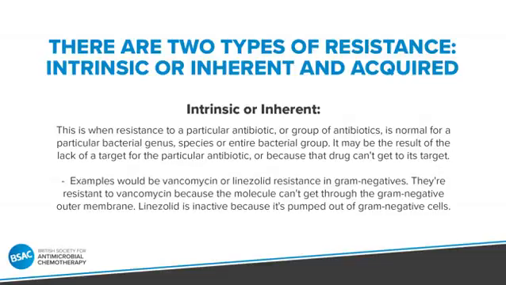This may be the result of the lack of a target for the particular antibiotic or because that drug can't get to its target. Some examples of this type of resistance are vancomycin or linezolid resistance in gram-negatives. This occurs because the molecule can't get through the gram-negative outer membrane. Linezolid is inactive because it's pumped out of gram-negative cells.